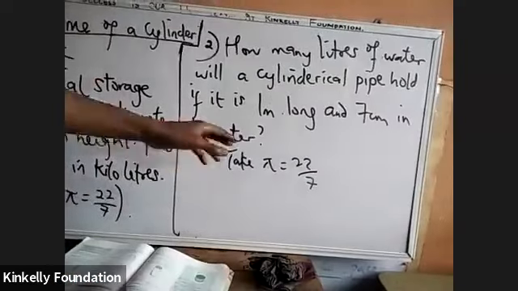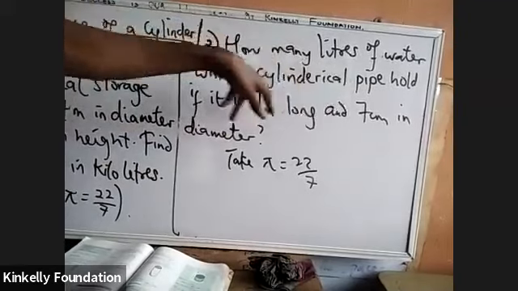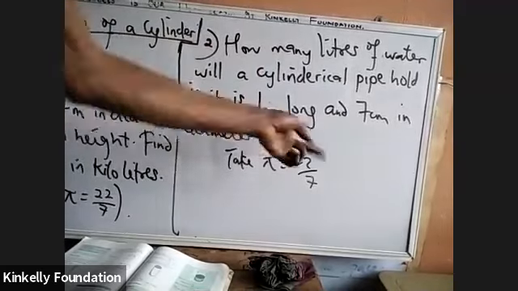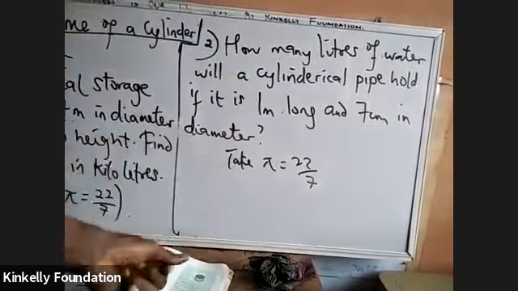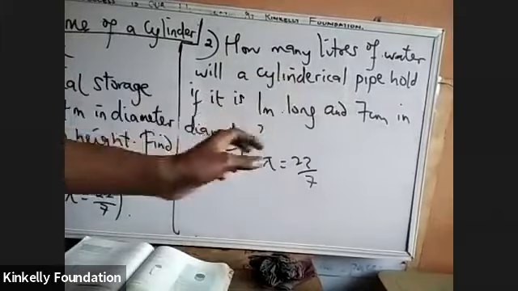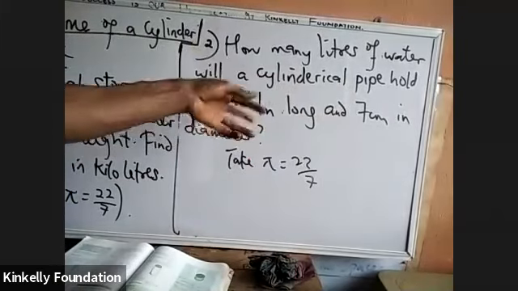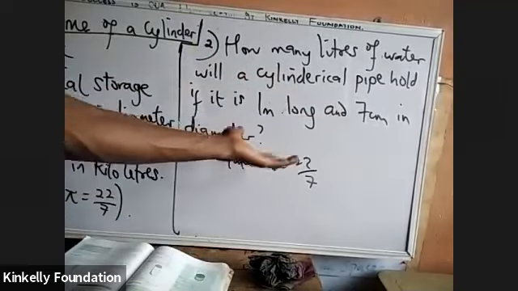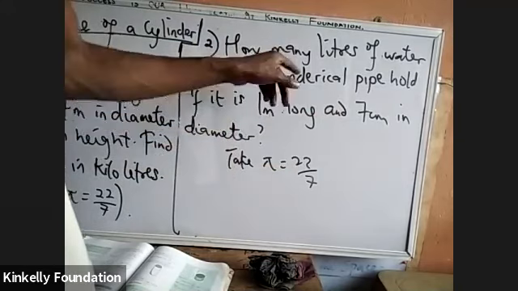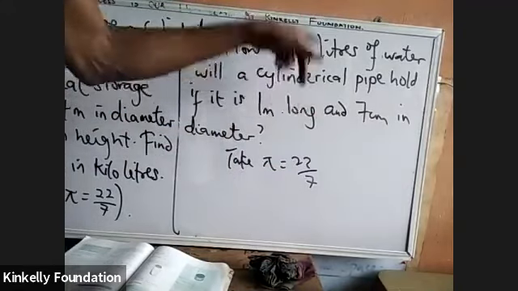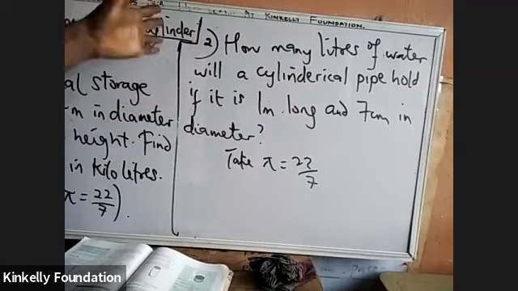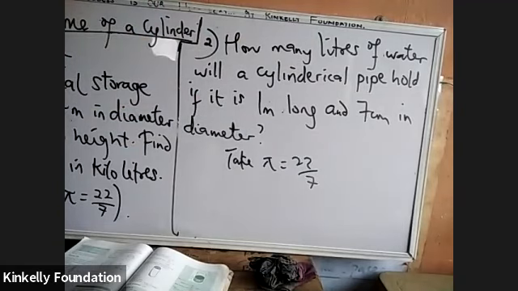In this question, we are given the height or length of that cylindrical pipe to be 1 meter long. And in this case, we are given 7 cm in diameter, which means that you need to convert meters to cm so that you can work out the question. Once you are done converting them, you are going to get your volume in cm cube. The volume will be in cm cube, and you divide it by 1,000 to get it in liters. So that is the process you are going to use to get the volume of this cylindrical pipe, the capacity of it in liters.